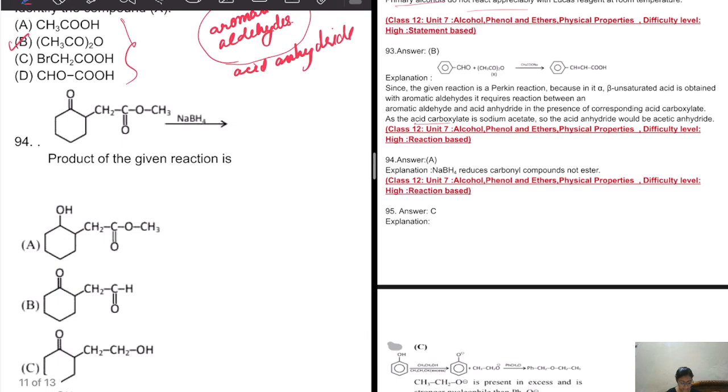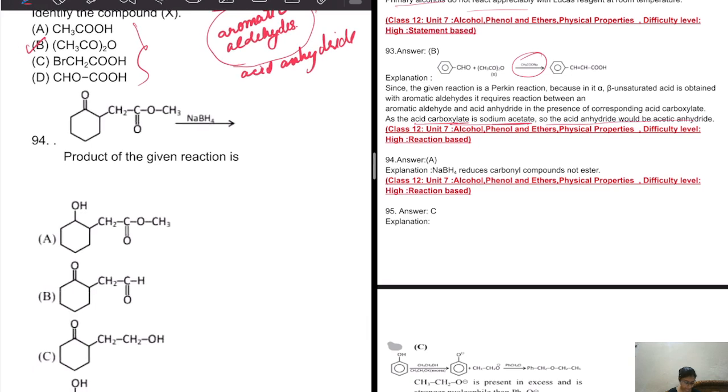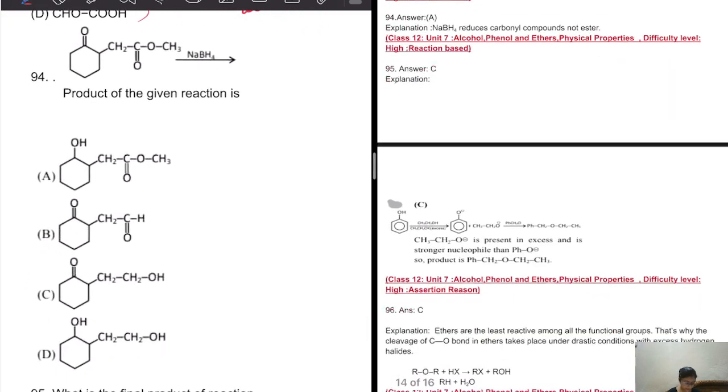As the acid carboxylate is sodium acetate, it is CH3COONa. So the acid anhydride would also be acetic anhydride. Now let's see the next question.